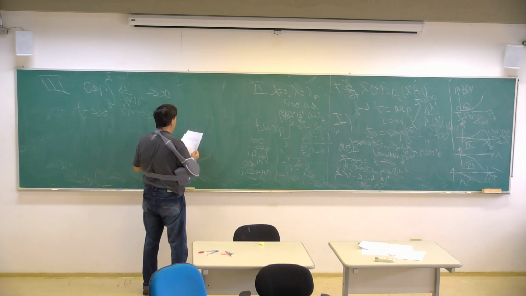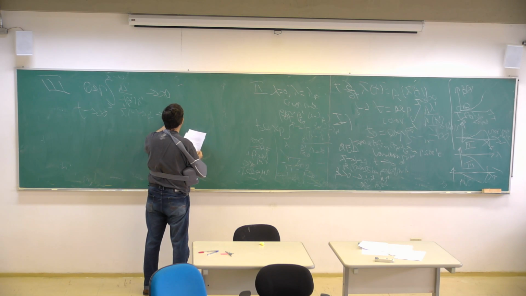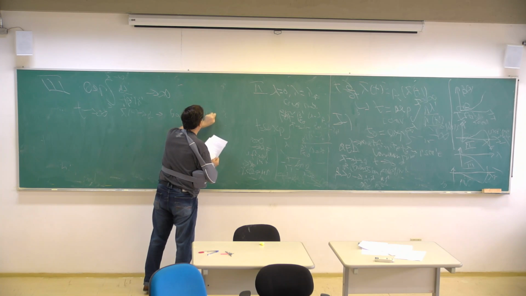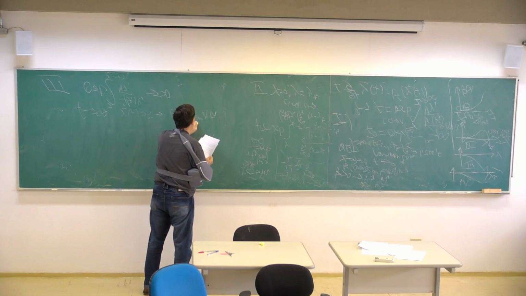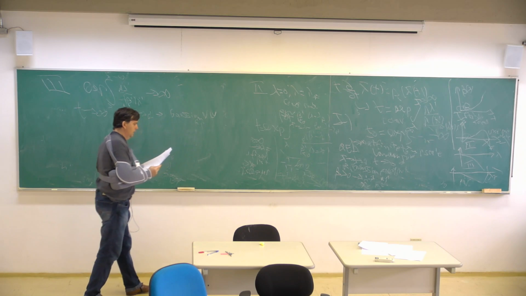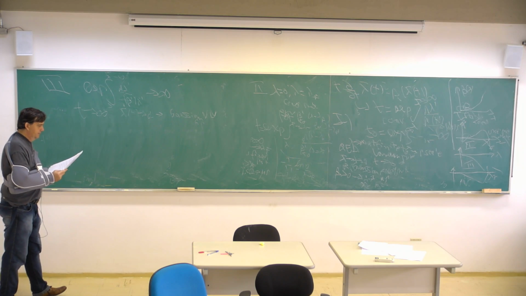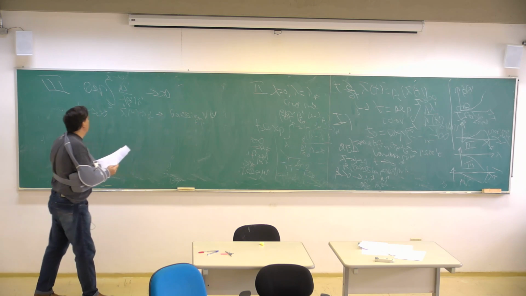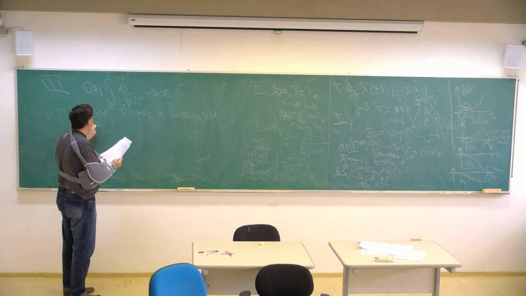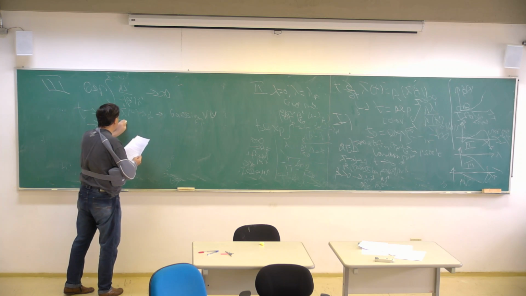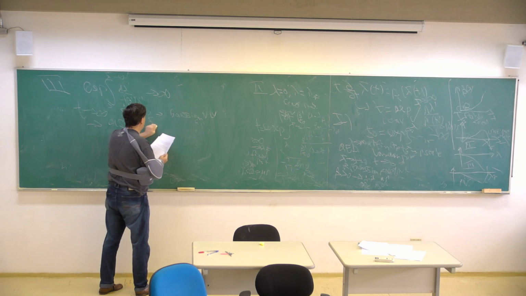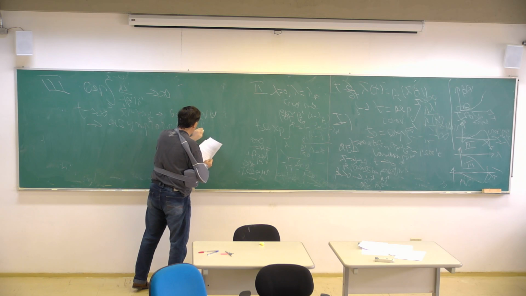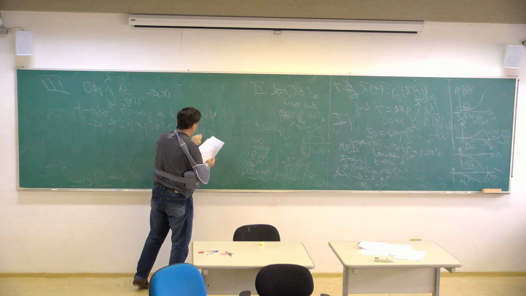So this is a Gaussian UV fixed point. This is the phenomenon that we called asymptotic freedom. So this is what happens for QCD.